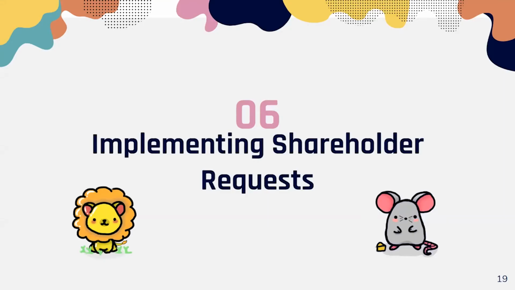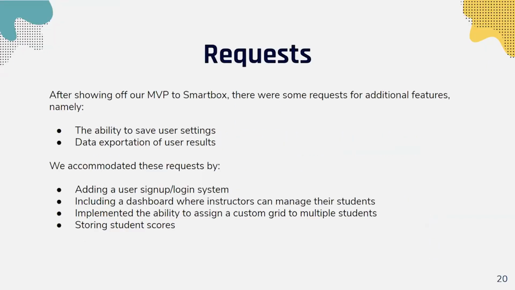Okay, so I'm going to be talking about implementing shareholder requests next. And you just saw a demo of our MVP, which includes our key mechanic, which was creating custom sizing grids and being able to upload your own picture for the grids. And our MVP was demoed to a company named Smartbox by our professor, Chaya. Smartbox makes assistive technology. And we received a few requests for new features that should be added from Smartbox and also from our professor. And these features were the ability to save user settings and also data exportation of user results.